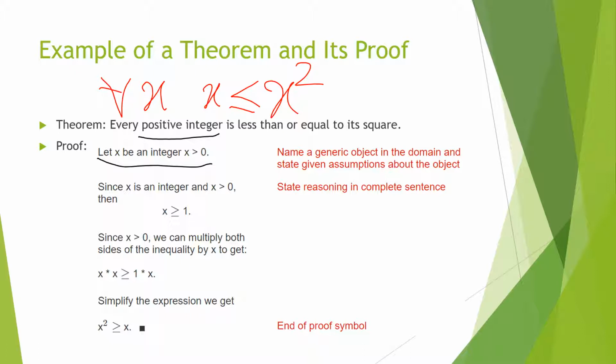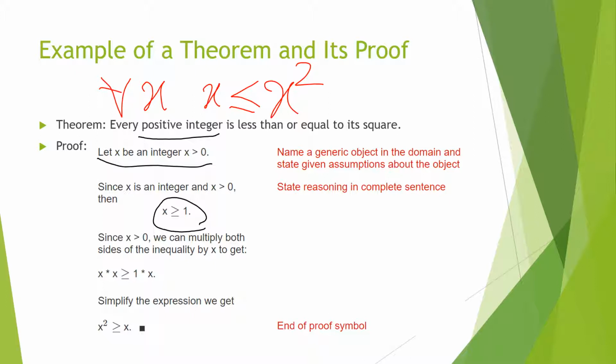Now, since x is an integer and x is positive, we can say x is greater than or equal to 0. I'm sorry, greater than or equal to 1, because there is no integer between 0 and 1, right? So if x is greater than 0 and there is no integer between 0 and 1, it should be either 1 or greater than 1. That's why we write x is greater than or equal to 1.